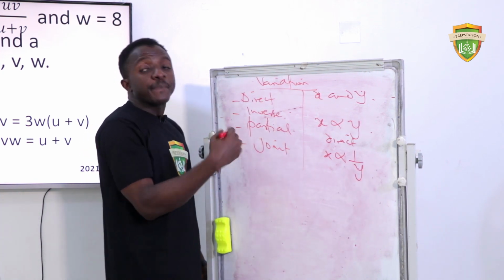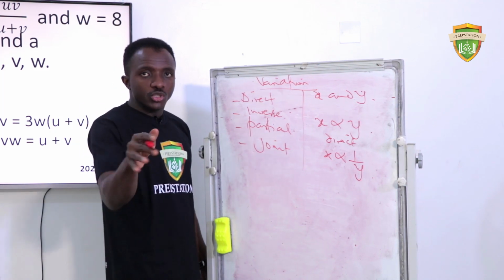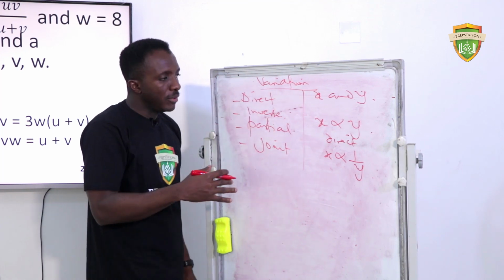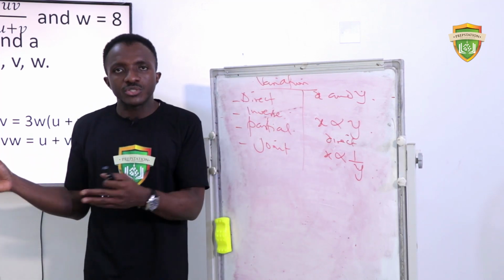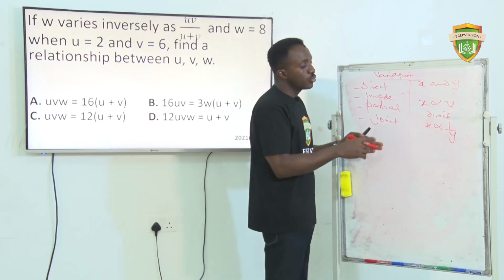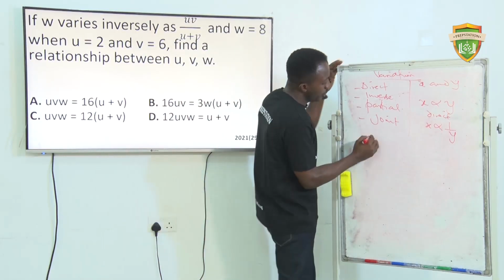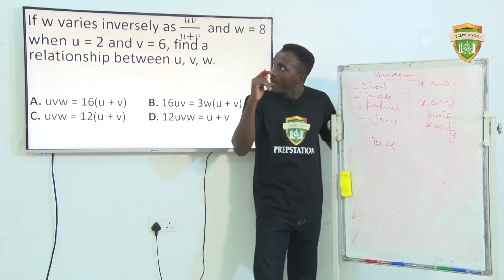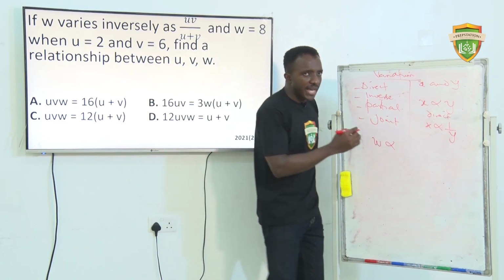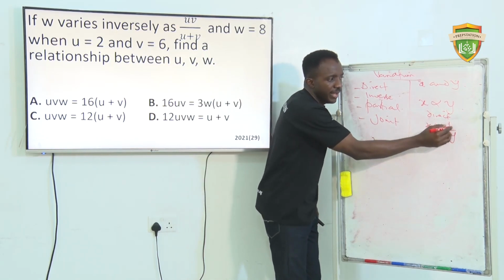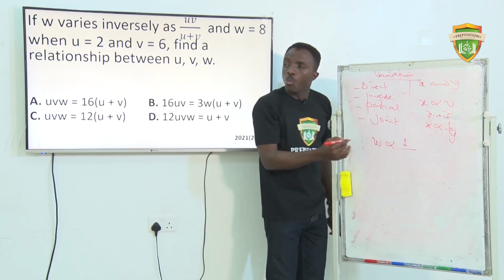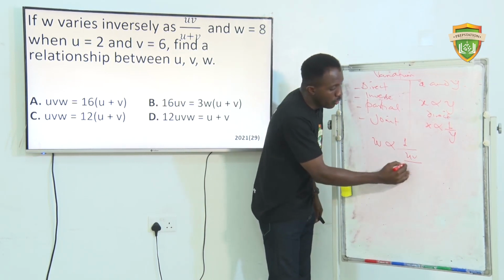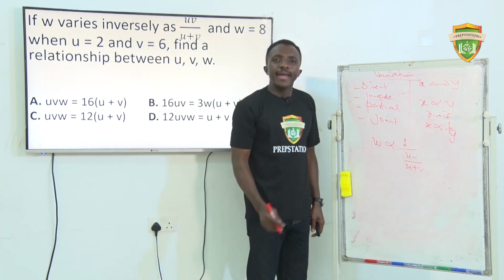Okay? Now, for partial variation, we're going to solve a question that has to do with partial variation. Like I said, I don't have all the time to teach you very well until we have questions. I'm going to use questions to teach you the topic. So let's solve this question. It says W varies inversely as, take note, inverse, 1 over uv over u plus v. Hey, look at that.